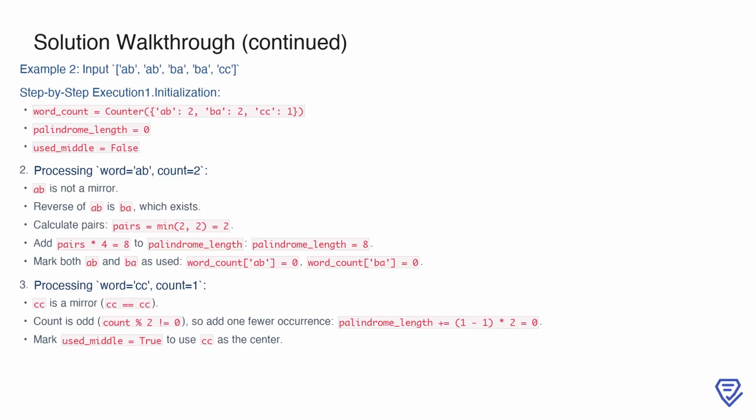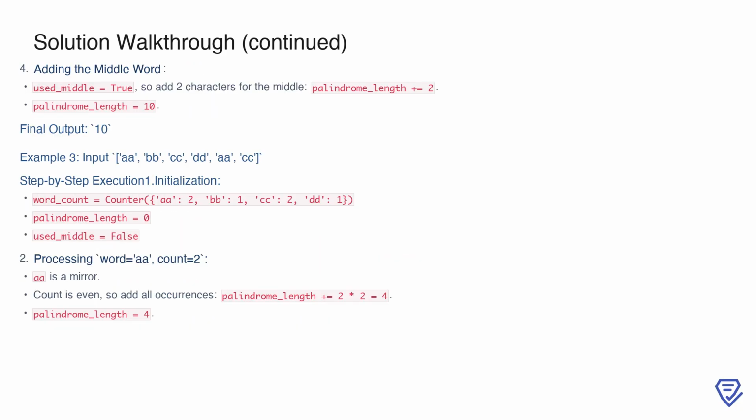Next, we process the word cc, which is a mirror. Since it occurs once, we don't add anything to the length for now but mark used_middle as true to use it as the potential center of the palindrome. After processing all words, we add the middle word.